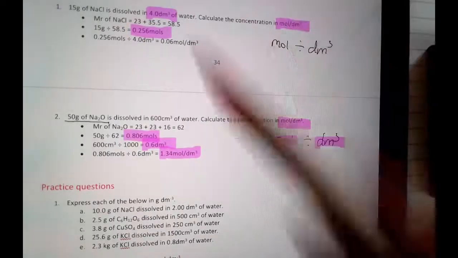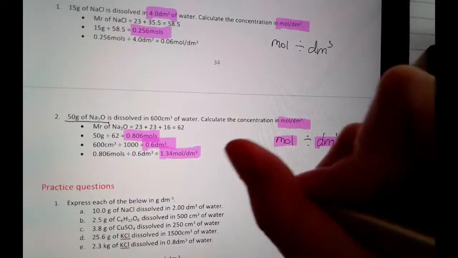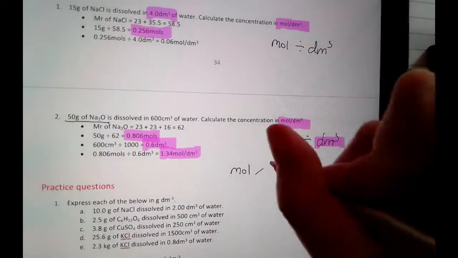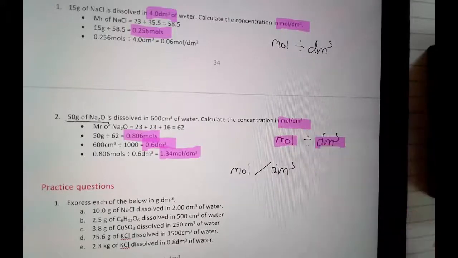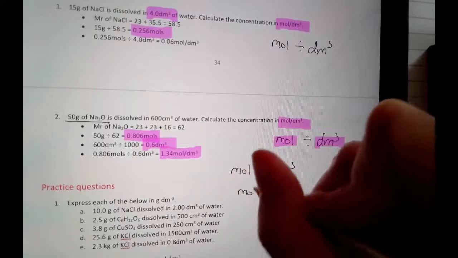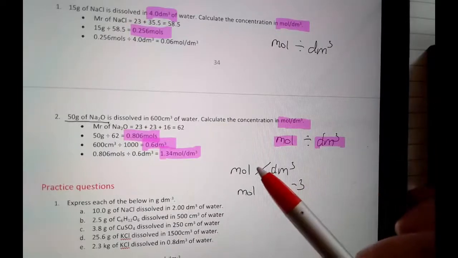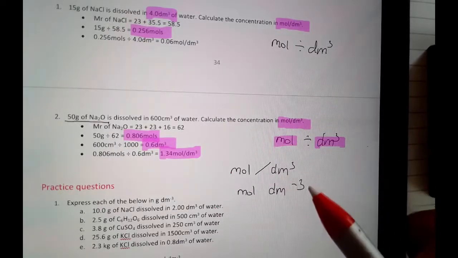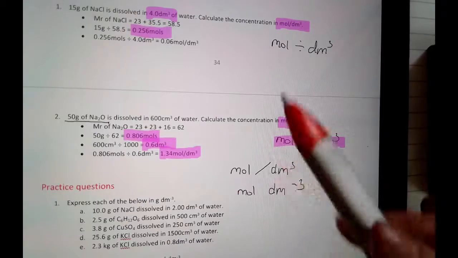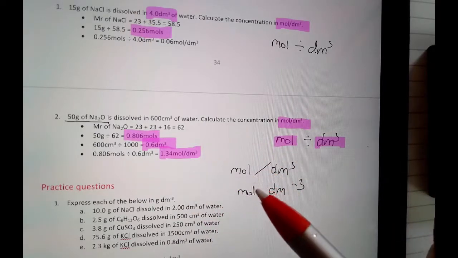Again, in these questions, you can be asked to provide the concentration, and instead of writing it as moles per decimeters cubed like that, they can write it as mol dm minus 3. So instead of using that dash line, they can put a minus in front of the 3, and it means the same thing. You do it in exactly the same way.